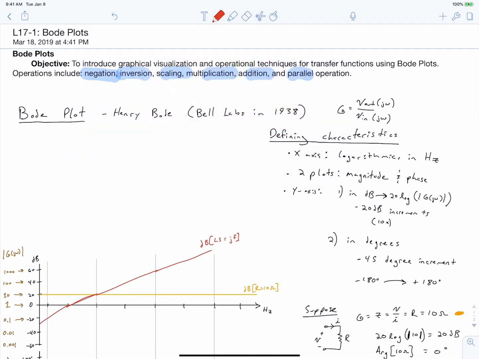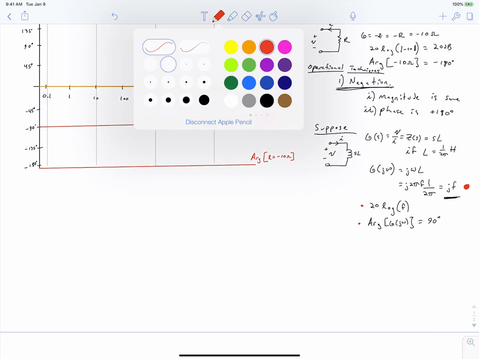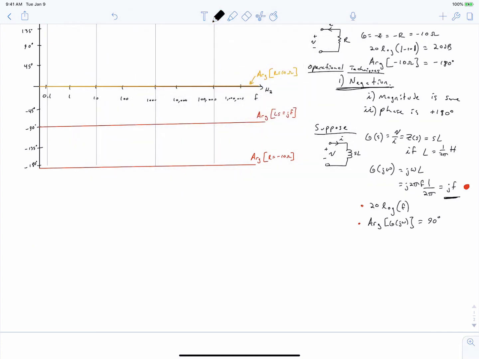So we've done negation. Now we're going to do inversion. And we'll just keep working our way down on this sheet. So inversion, by definition, is 1 over a transfer function. So our new transfer function is equal to 1 over our old transfer function, or the reciprocal. So if we calculate the magnitude of this in decibels, we have 20 times the log of 1 over our old transfer function. And the properties of a logarithm tell us that this is just simply going to be equal to a negative 20 times the log of our old transfer function magnitude, in decibels.